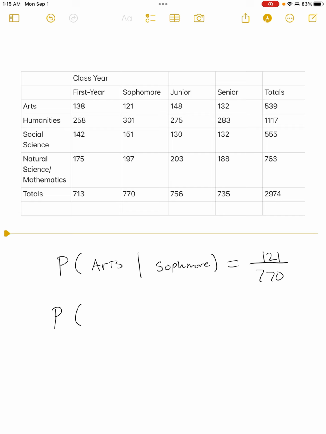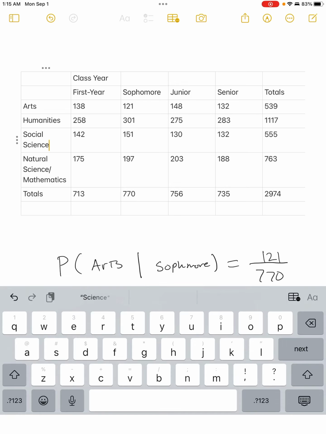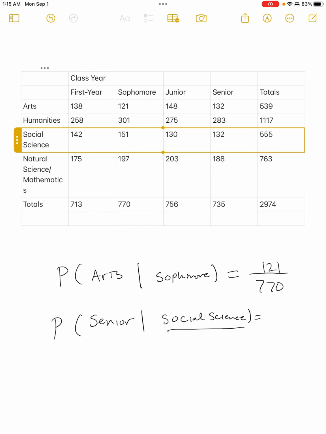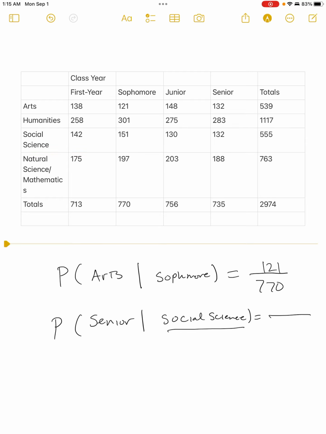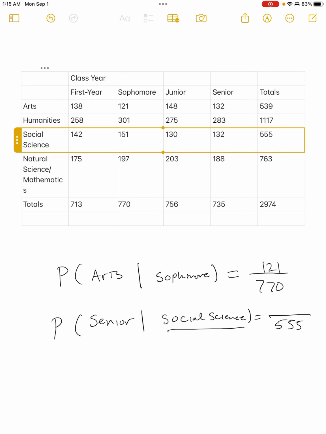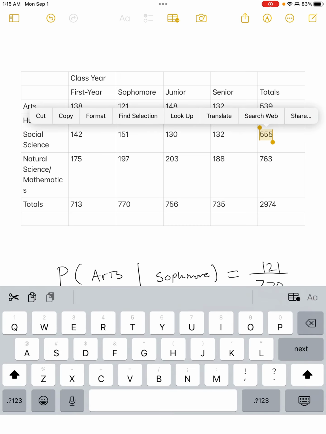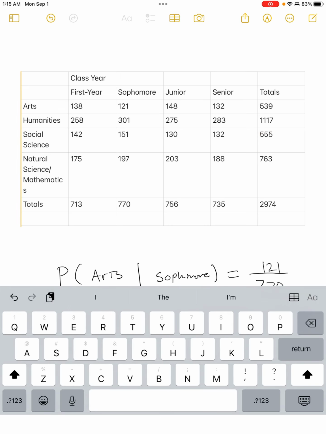If I want to know the probability that the student is a senior, given that they're majoring in social science. Well, great. What do I know? I know that they've majored in social science. I'm not looking at anybody except those that have majored in social science. The way that this chart is given, it tells me that there's 555 majors in social science, right? We can see that right at the end here. Right, that 555 is the total.